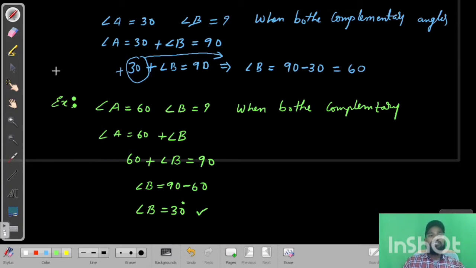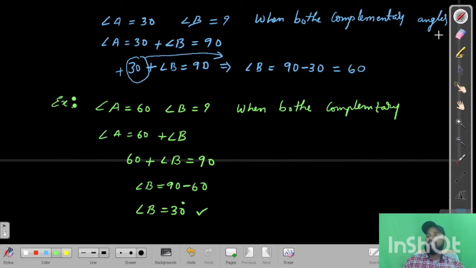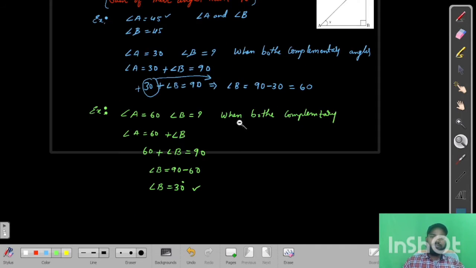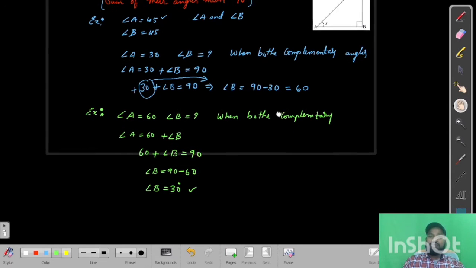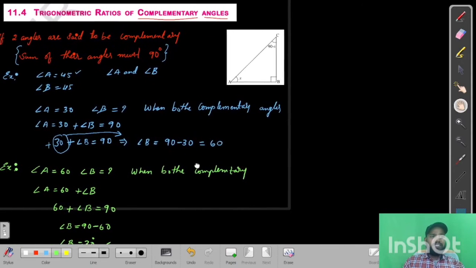Understood? So in this way you should do all the problems in our exercise, but they are not given in this format, so we should do. See now. So I will make it smaller. Yeah. So now see, our basic agenda is here.